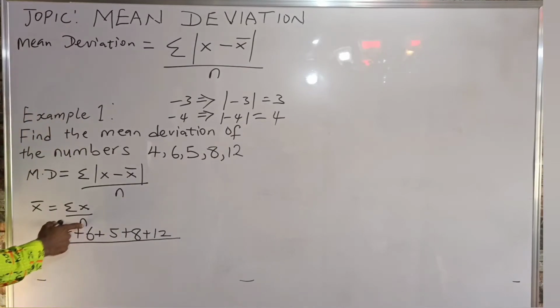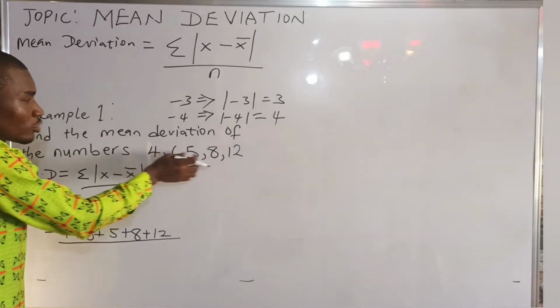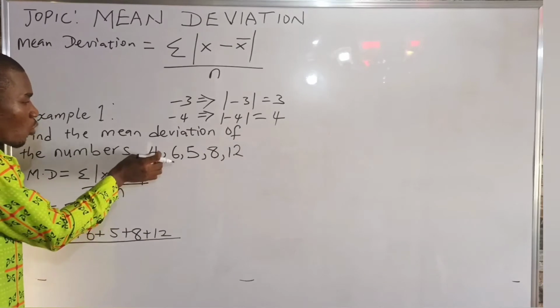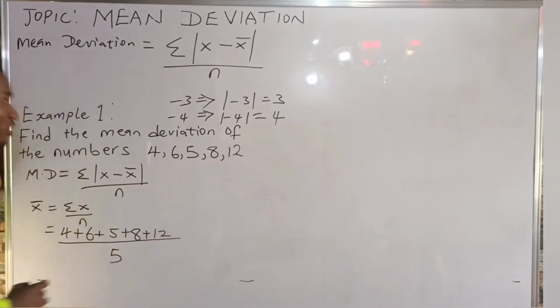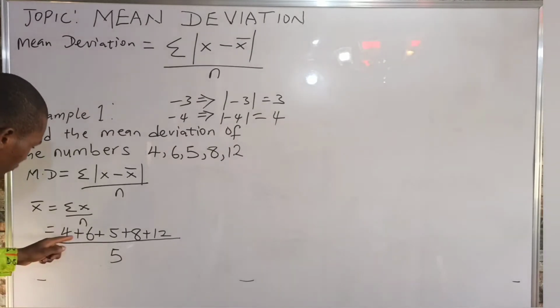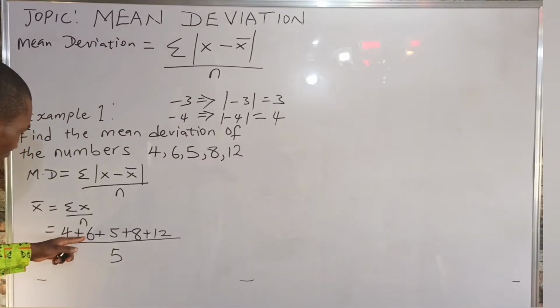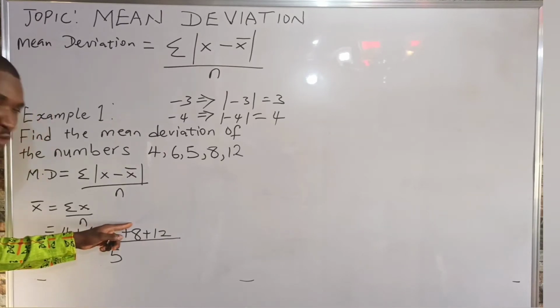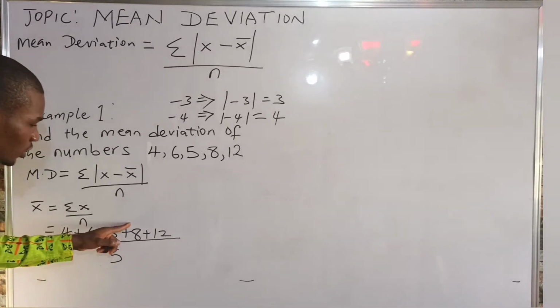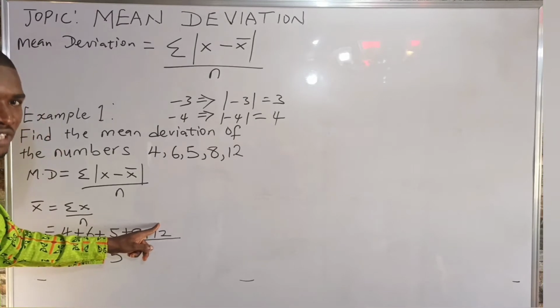What is our n? Our n simply means how many numbers do we have here? We have 1, 2, 3, 4, 5. We have 5 numbers. So let's sum up now. 4 plus 6 will give us 10, and 10 plus 5 will give us 15, and 15 plus 8 will give us 23, and 23 plus 12 will give us 35.